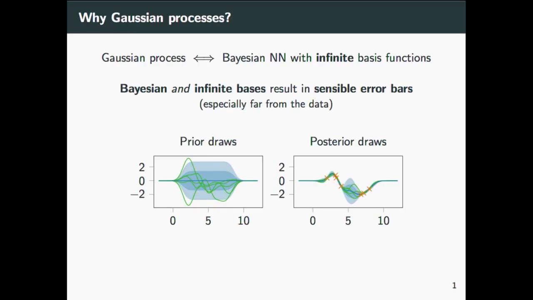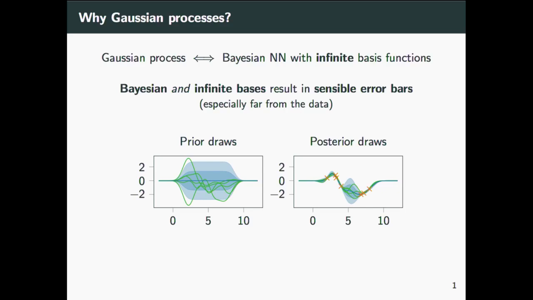Before getting stuck into convolutional Gaussian processes, I just wanted to take a minute to recap why I think it's important to study Gaussian processes. I think there's one crucial property that makes them really interesting: a Gaussian process can be seen as a Bayesian neural network with an infinite number of basis functions. And I think that having a large number of basis functions combined with doing Bayesian inference is crucial for the Gaussian process's ability to capture uncertainty well, particularly far away from the training data. To illustrate, here is a toy example.